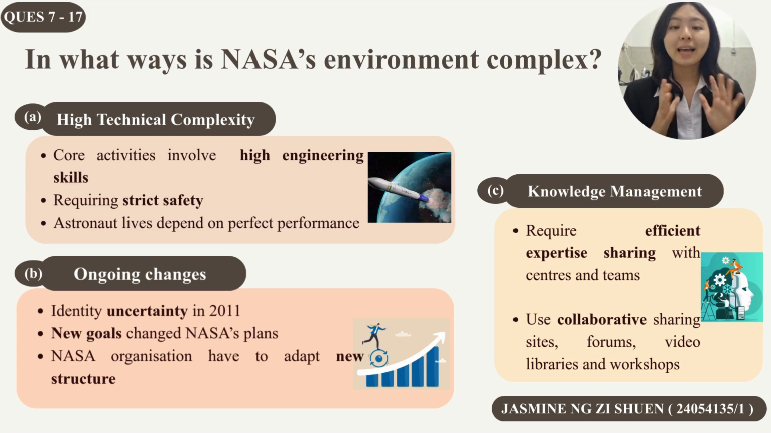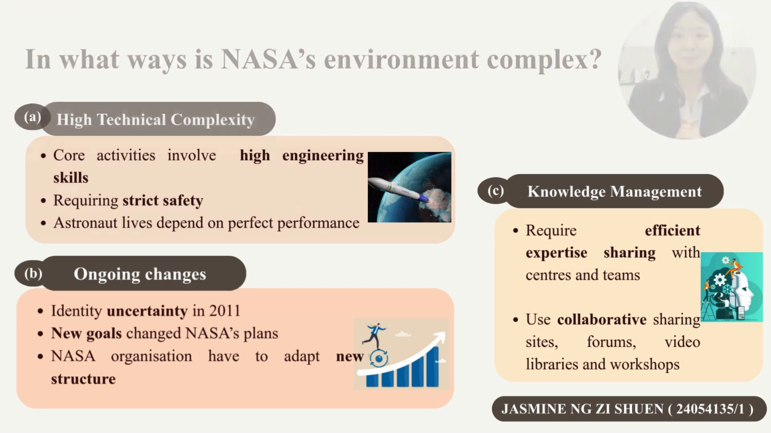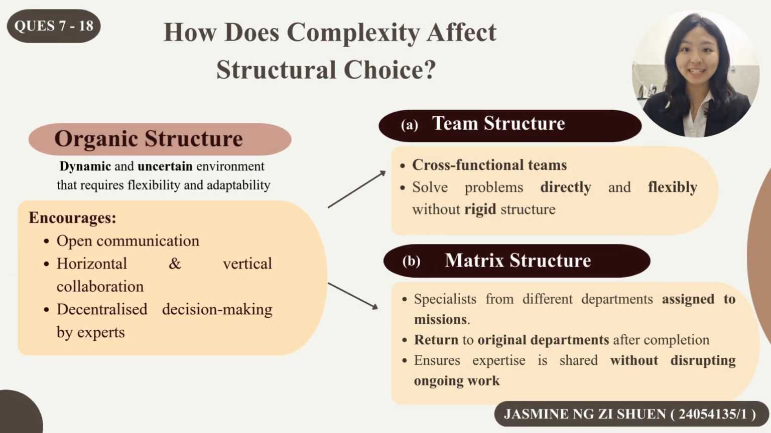In summary, NASA's environment is complex because of its high technical demands, constantly changing missions, and the need to manage and share vast amounts of knowledge. These factors make NASA's operation challenging and require the organization to be highly adaptable. Next, for question 18, I'll be explaining how this complexity affects NASA's structural choice.